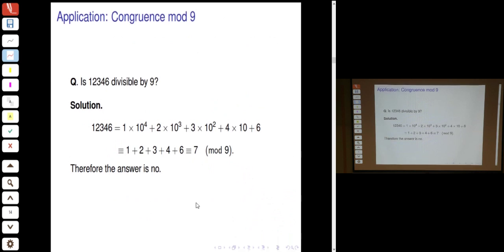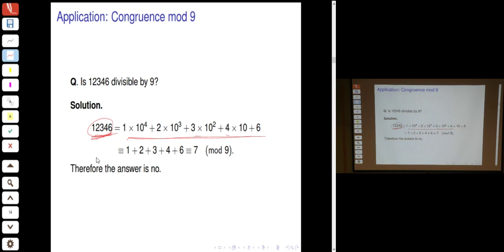So, here is an application to congruence mod 9. Is 1, 2, 3, 4, 6 divisible by 9? So, let us do it. 1, 2, 3, 4, 6 is just, you write down the decimal expansion. This is the natural interpretation of what you mean by 1, 2, 3, 4, 6. So, 6 comes with 10 to the power of 0, so 1. 4 comes with 10, 3 comes with 10 squared, and so on.